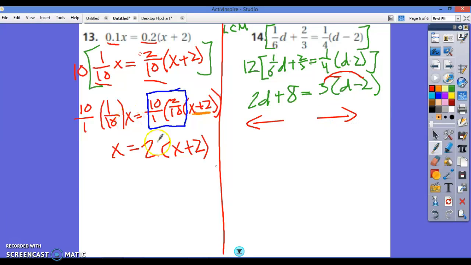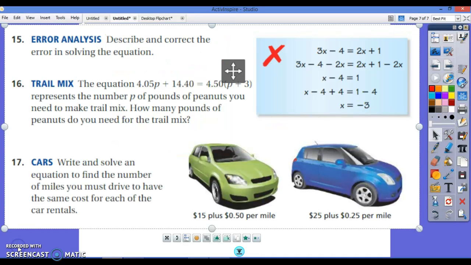Okay, that is what you're doing with 13 and 14. All right, take a look at numbers 15, 16, and 17. For number 15, you're just making that correction, the one that you see right here. This person made a mistake in this area right here. So you're thinking of what the mistake is and then actually going back and solving it yourself. All right, number 16, it already gives you the equation right here. All you have to do is solve for p. Solve for p in this equation.